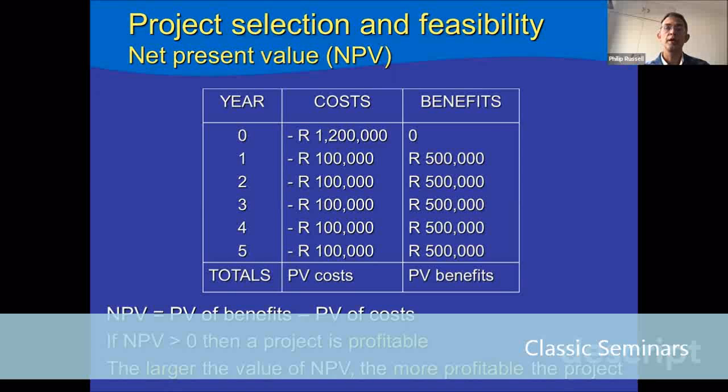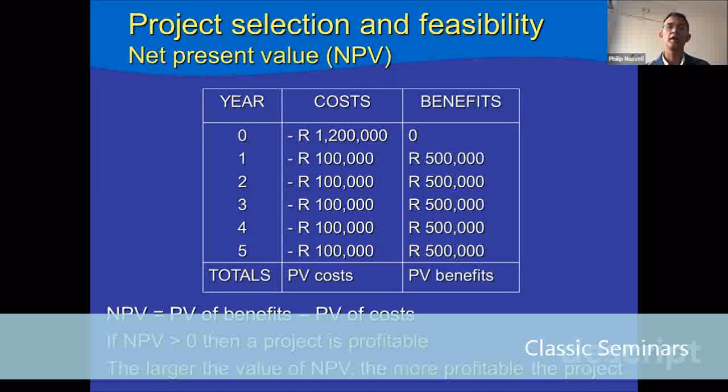So our NPV, or our net present value, is the present value of the benefits minus the present value of the costs. If the NPV is greater than 0, then the project is profitable. The larger the value of the NPV, the more profitable the project is. Is this project profitable at year 5? Yes, it is. It is profitable.